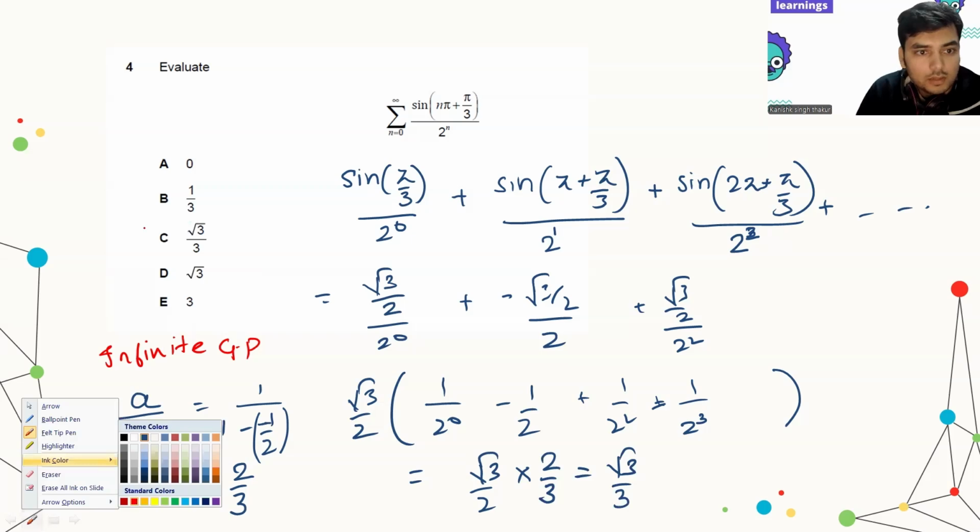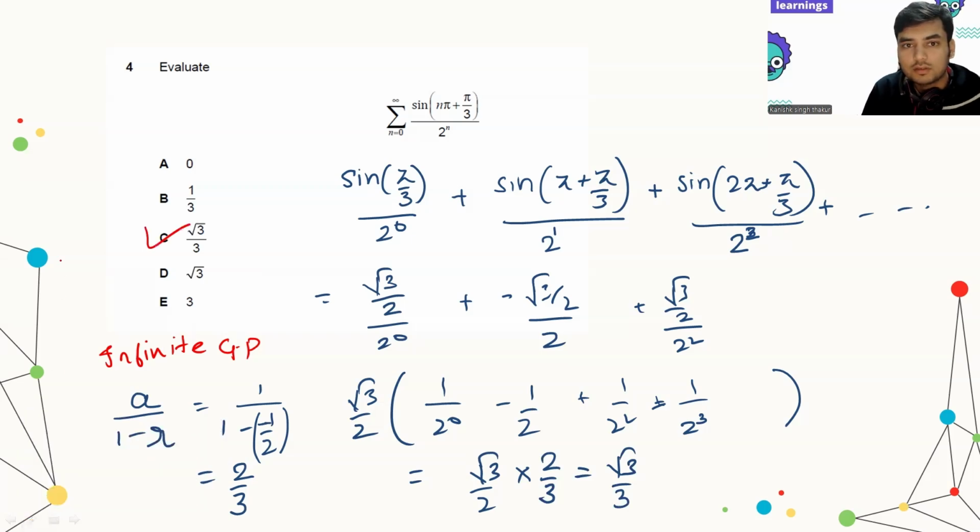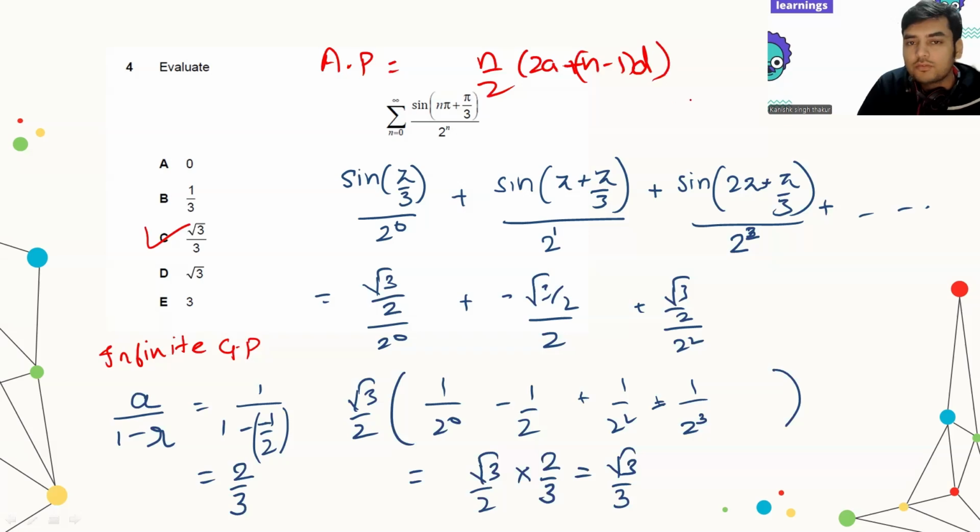Okay. So I hope you guys must have got it, right? What is it for AP? For AP, it is n by 2 times 2a plus n minus 1 d. This is the sum of n terms, right? For GP, it is a times r to the power n minus 1 upon r minus 1. Okay, so I have done till question number 4 here, right? We'll be covering the rest in other videos.